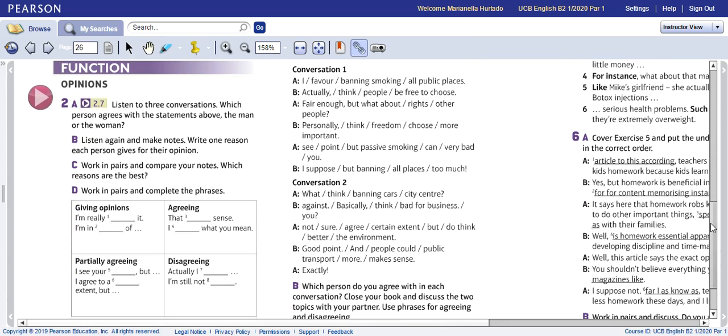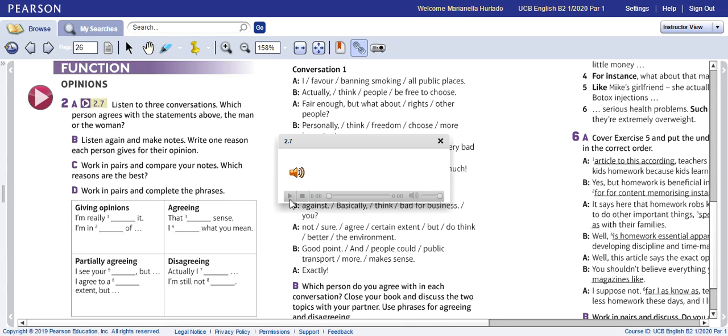Number 2 says opinions. Listen to 3 conversations. Which person agrees with the statements above, the man or the woman? Now, in order to do number 2, you have to have done number 1. See how it's all linked together? Now, let's see if I can play this for you. If we can't, then we'll just skip it and continue, and we'll do it in class.